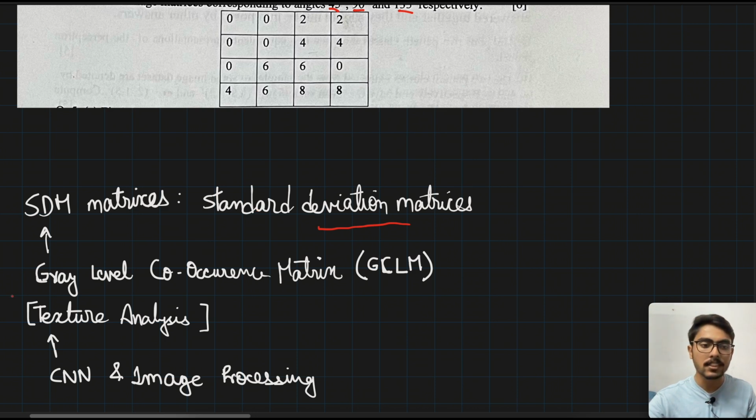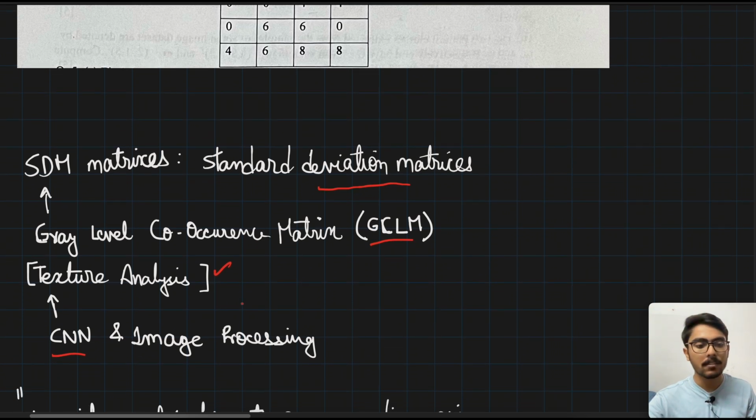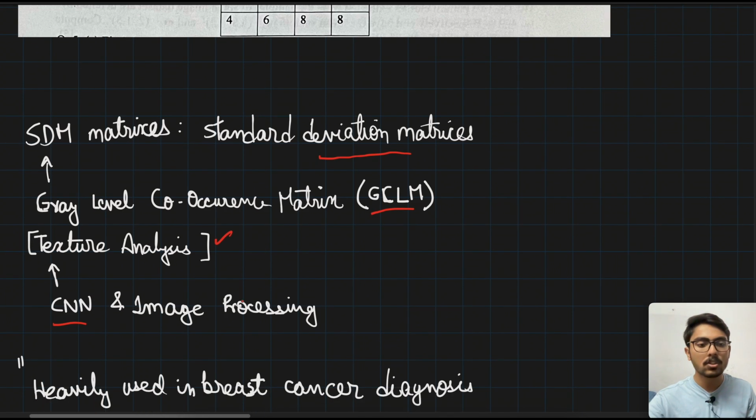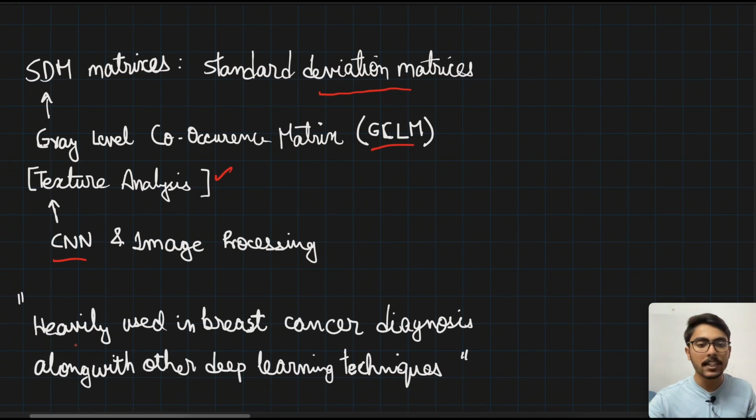Also, it is known as gray level co-occurrence matrices. You will find it as GLCM in short form, and practically this is used in texture analysis. Today's topic is prevalently related to texture analysis, and this is extensively used in CNN, convolutional neural networks, and image processing and the techniques involved in that. As for applications, these are heavily used in breast cancer diagnosis along with other deep learning techniques. The medical field uses these technologies extensively these days to perform their diagnosis.